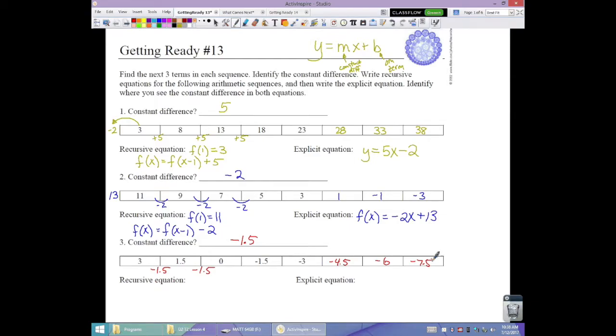Our recursive equation, we start off with f of 1 equal to 3, and then each f of x value will be the previous value, f of x minus 1, minus 1.5. For our explicit equation, f of x, or y equals, negative 1.5 x. Now let's go find our 0th term. If we take this pattern backwards one place, that means we're adding on 1.5. We're at 4.5. So our equation is negative 1.5x plus 4.5.